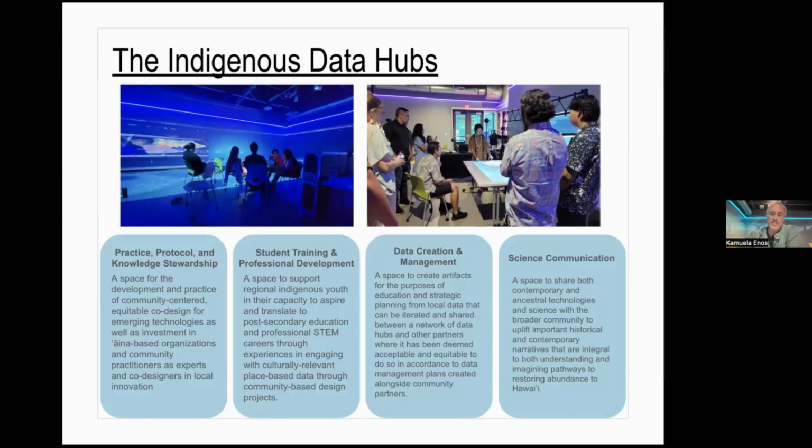So as you can see, there's 4 pillars of practice, protocol, and knowledge stewardship, student training and professional development, data management, and science communication. So our current work in this space on my end is being underwritten by an NSF EPSCoR grant, as well as a NOAA earmark that we'll go into more.